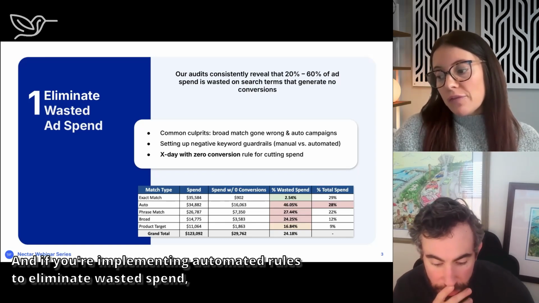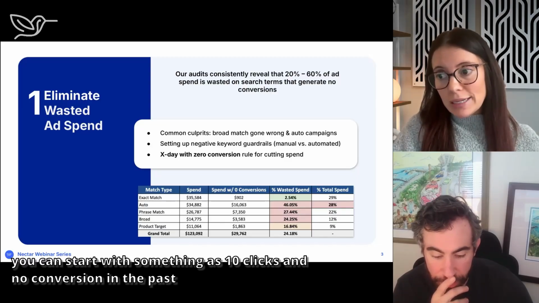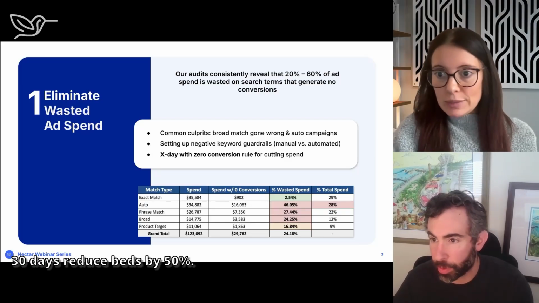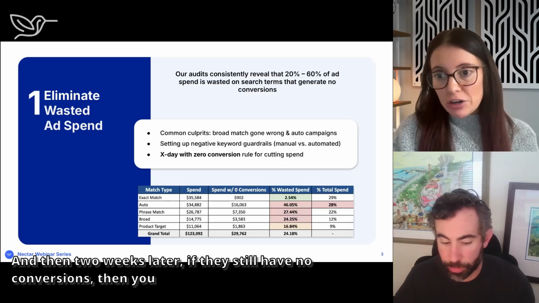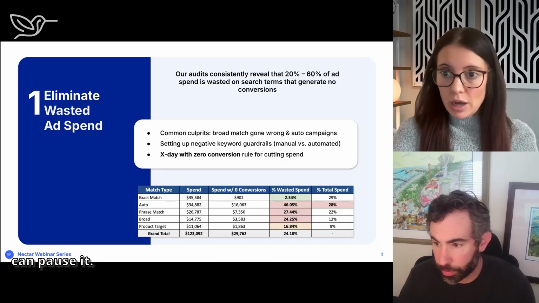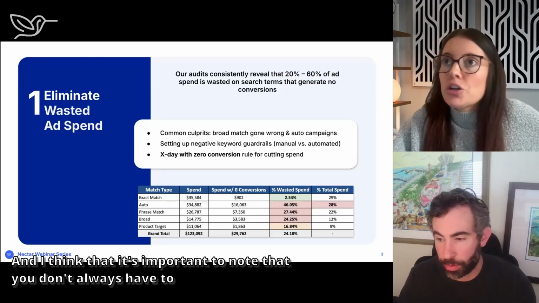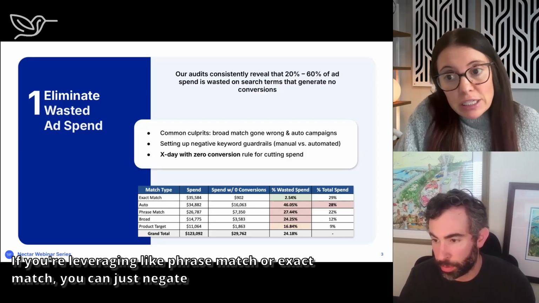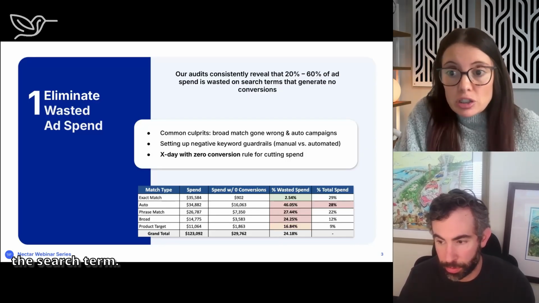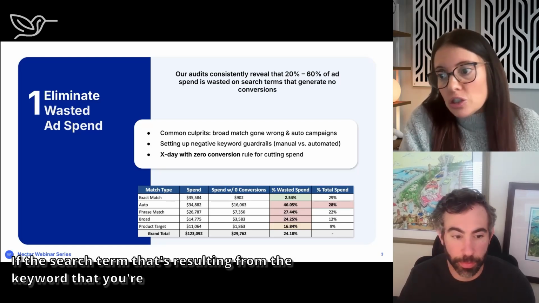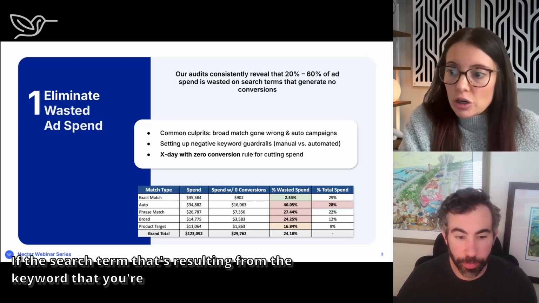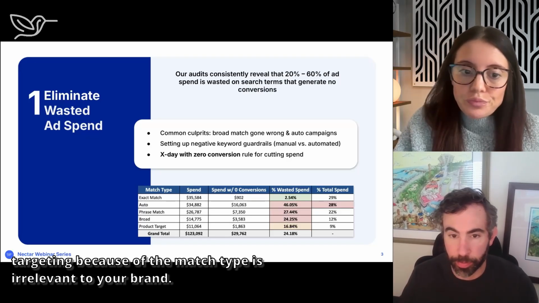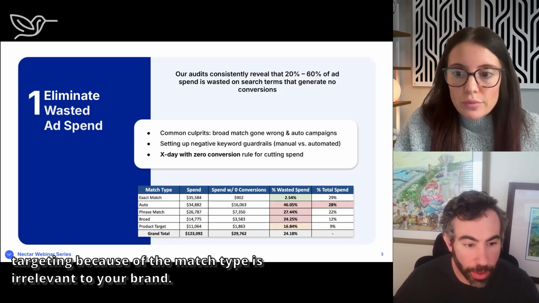And if you're implementing automated rules to eliminate wasted spend, you can start with if something has 10 clicks and no conversion in the past 30 days, reduce bids by 50%. And then 2 weeks later, if they still have no conversions, then you can pause it. And I think it's important to note that you don't always have to pause a keyword. If you're leveraging phrase match or exact match, you can just negate the search term, if the search term that's resulting from the keyword that you're targeting because of the match type is irrelevant to your brand.